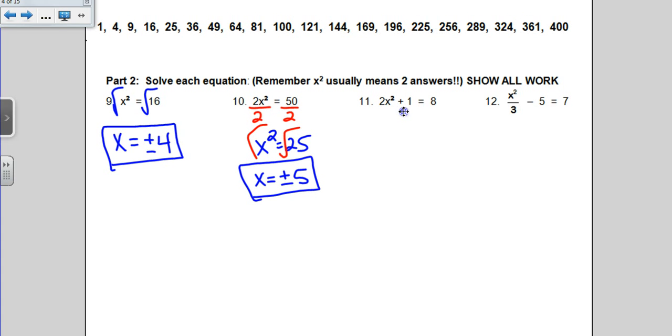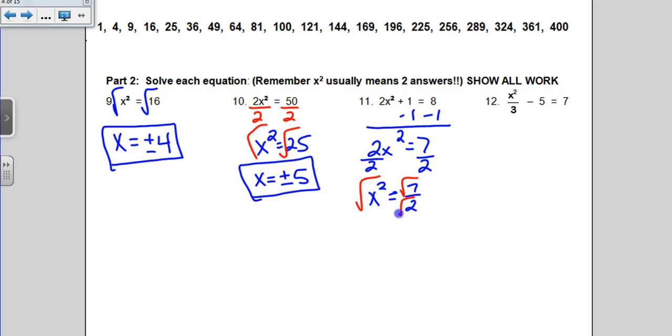Okay, on number 11, we're going to subtract the 1 from both sides before we do anything with the square root. So we have 2x squared equals 7. And then I'm going to divide both sides by 2. Now, I know this is not the greatest answer, but that's okay. We have x squared equals 7 halves. Now, when you square root both sides, I'm going to use the technique where we square root the top and the bottom, the numerator and the denominator. And we're not going to quite be finished with our answer for a little bit of time here.